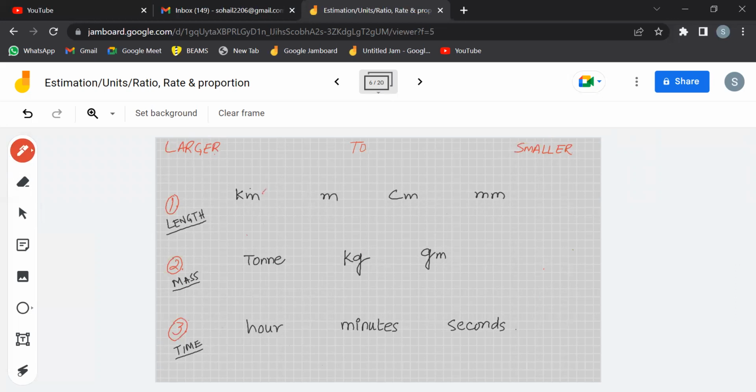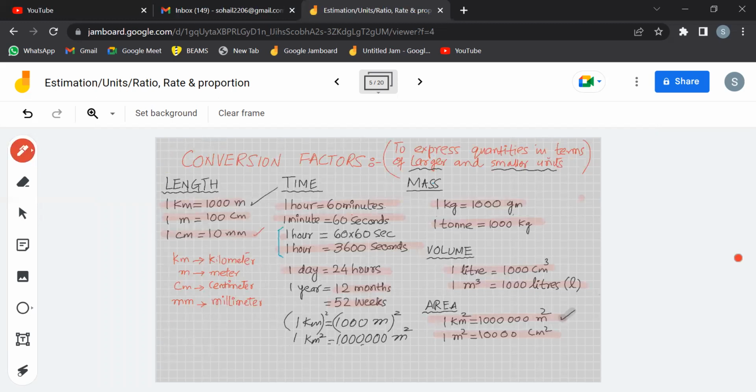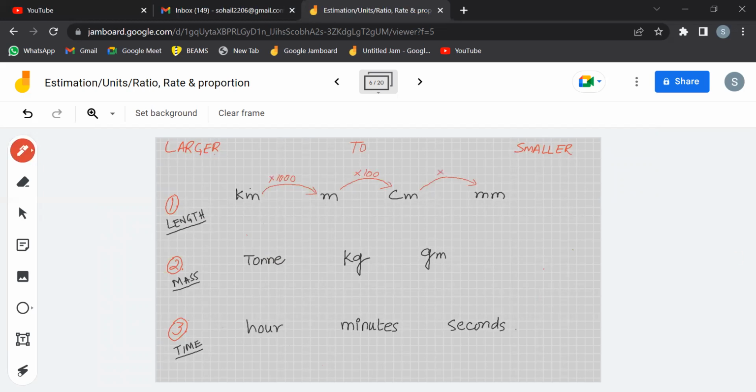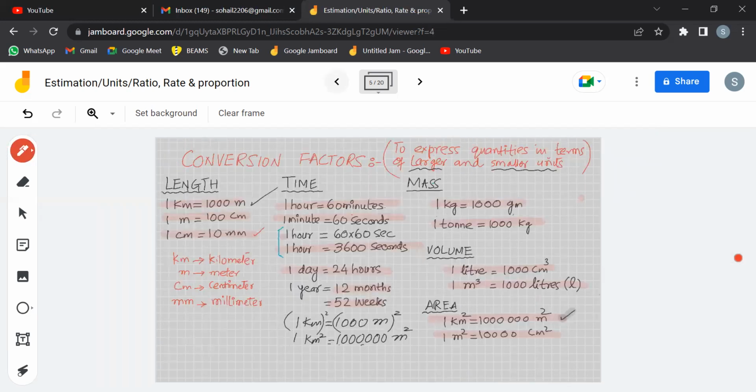If you want to convert from kilometer to meter, simply you multiply by 1000. So keep this pattern in mind. From meters to centimeters, multiply by 100. And from centimeter to millimeter, 1 centimeter is 10 millimeters, so multiply by 10. So you multiply if you want to express the quantities from larger to smaller.